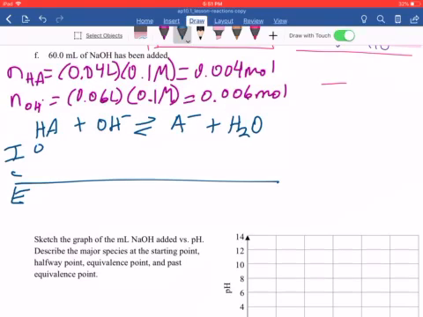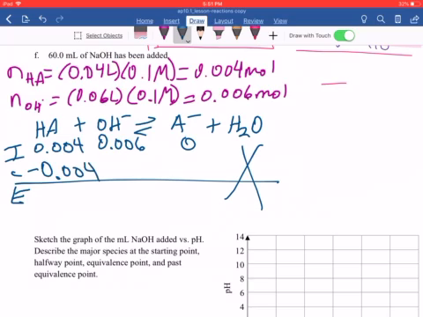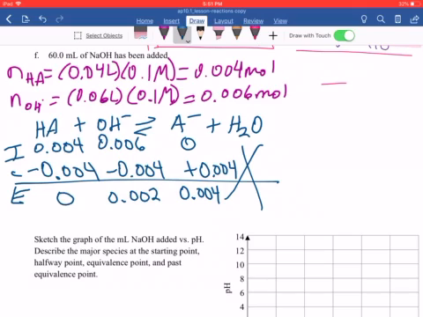All right, let's plug in our moles. We have 0.004, 0.006, 0, ignore water. We're going to subtract 0.004 because that's the smaller of those two numbers, and then add it to the right-hand side. This time acetic acid is our limiting reactant because it is used up, it goes to 0.